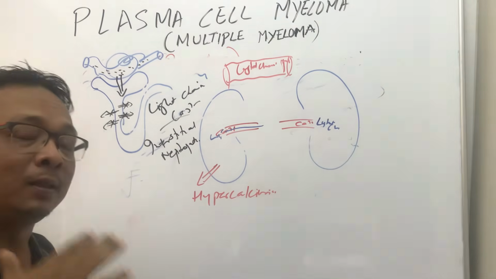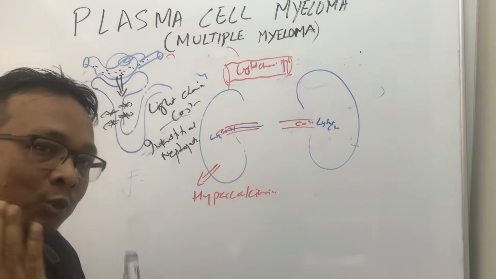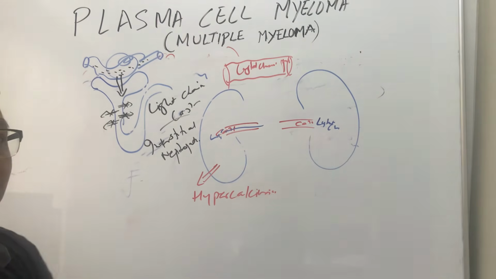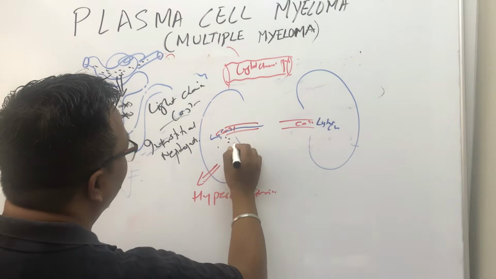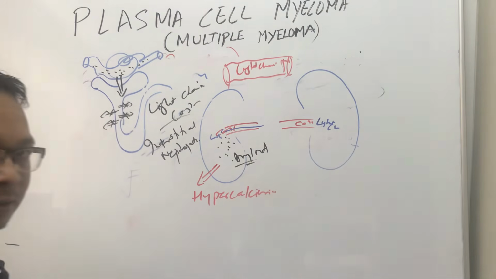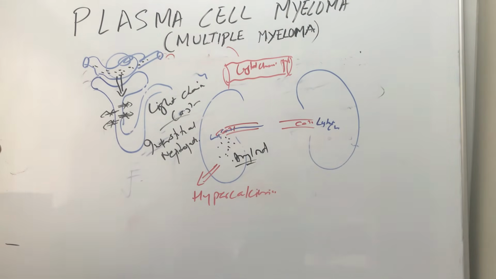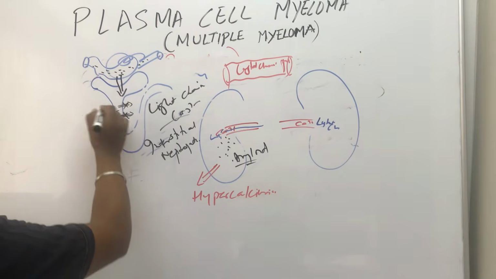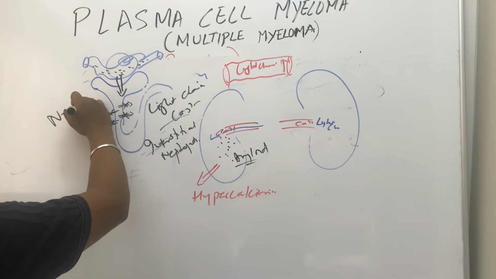Another factor very commonly associated with multiple myeloma is amyloid deposits. When there are plenty of amyloid deposits along with the light chain proteins, it can cause proteinuria and can cause nephrotic syndrome also.